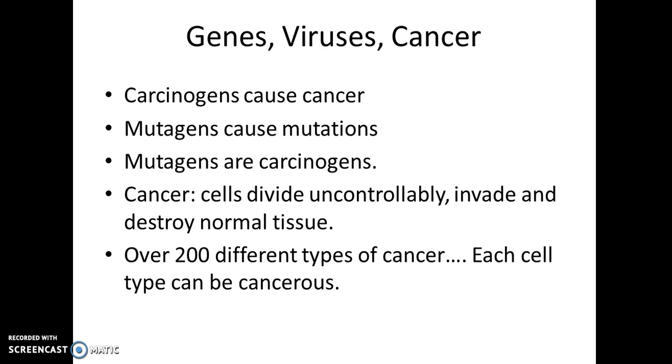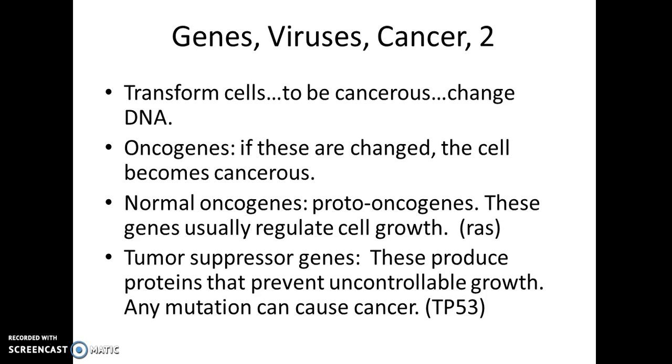There are over 200 different types of cancer because you have a type of cancer for each type of cell. The first step is transformation, in which you transform cells to be cancerous. And when you do that, you change the cell's DNA. Now we have a couple of types of genes. One of them is called oncogenes. If you change these through mutation, the cell will be cancerous. The normal versions are called proto-oncogenes. These usually regulate cell growth, like the RAS gene.